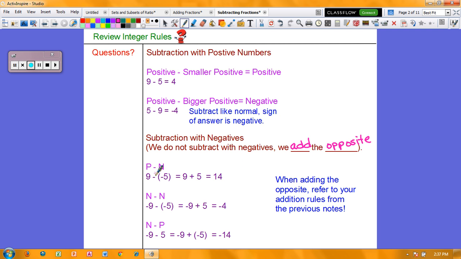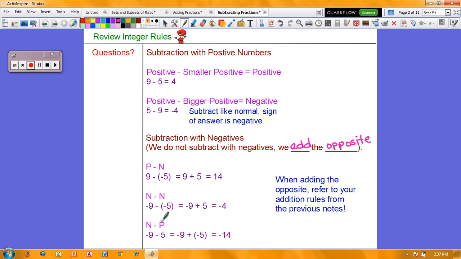A 9 minus a negative 5. That would be 9 plus 5. We're going to add the opposite of a negative 5, which would be positive, and that would be 14. We have a negative minus a negative. That would be negative 9 minus a negative 5. We're going to add a positive 5, and then when we're adding, don't forget to refer to your integer rules from yesterday for addition. So I have a negative plus a positive. The difference of that is 4. Sign of the bigger number is negative.